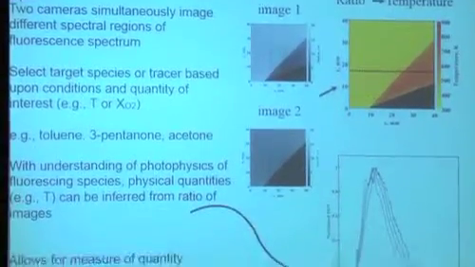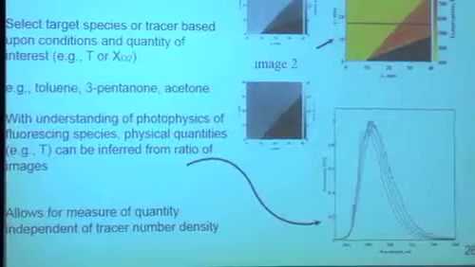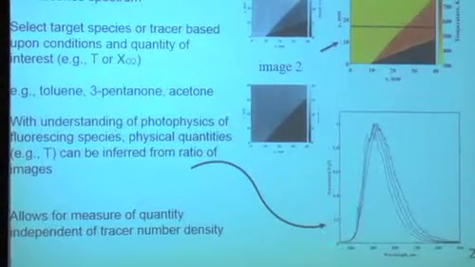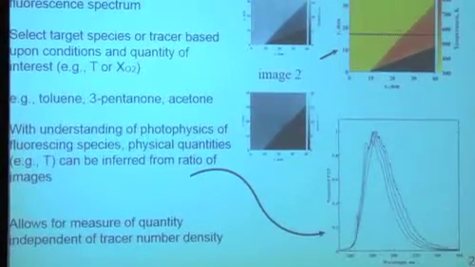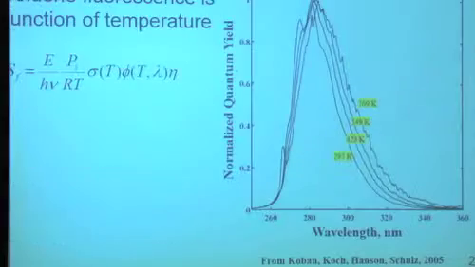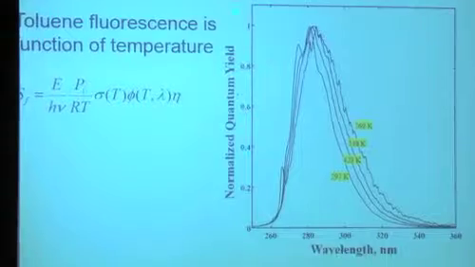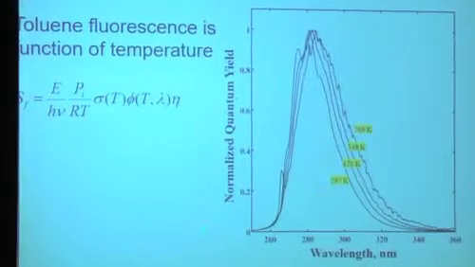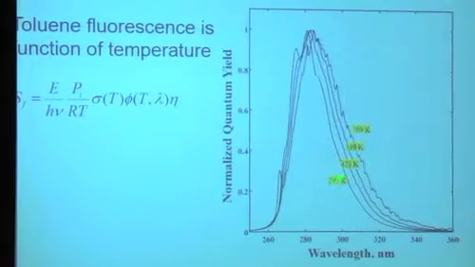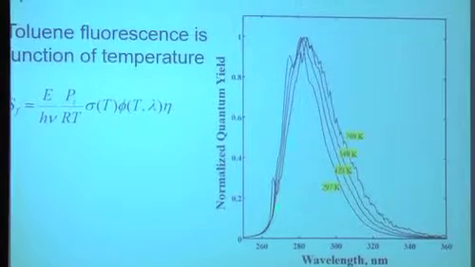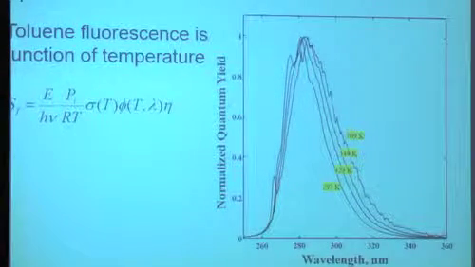So his idea is that he'll use two cameras. Here's the fluorescence spectrum, shown at different temperatures. I'll blow it up. Here's the fluorescence quantum yield as a function of temperature. The point is there's hardly any shift on the short wavelength side, but there's a big shift over here.